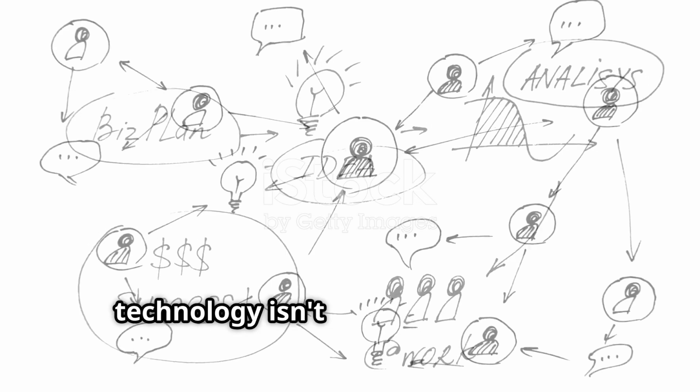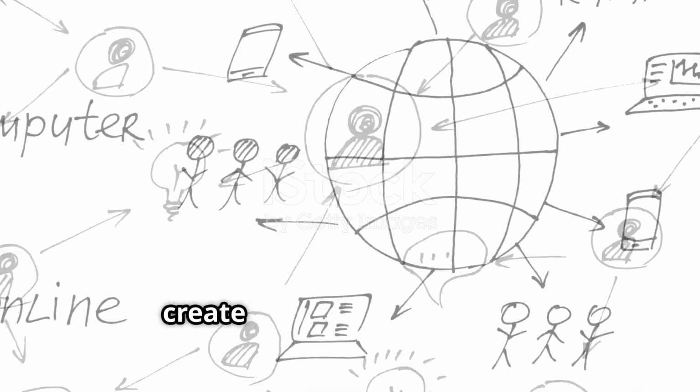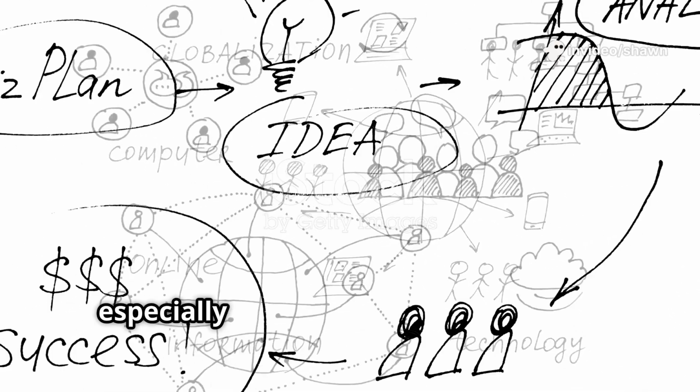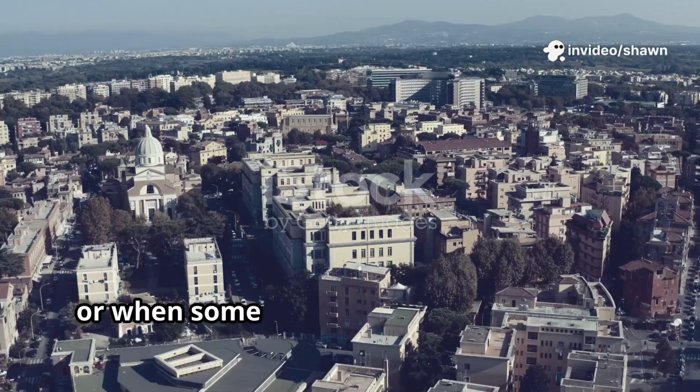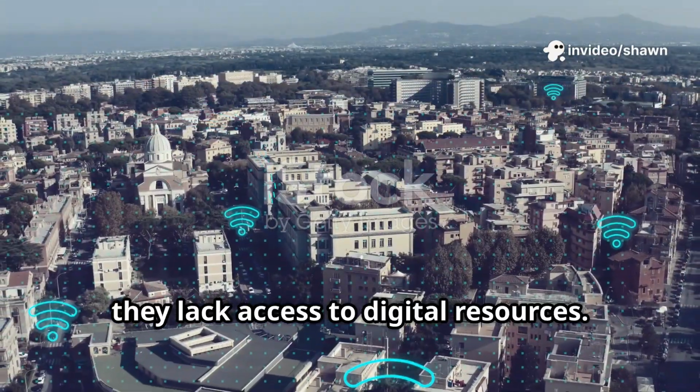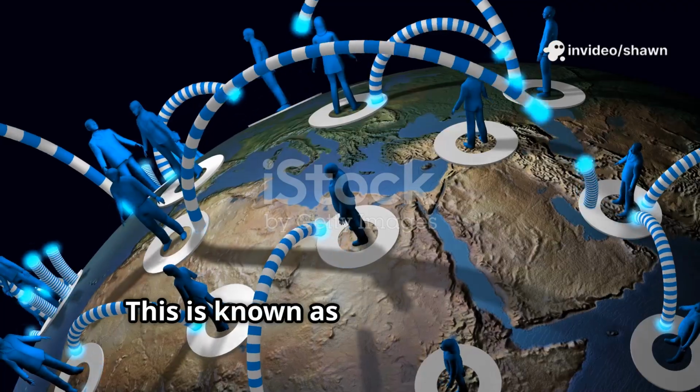Of course, technology isn't perfect. It can also create tension and divisions, especially when different perspectives clash online or when some people are left out because they lack access to digital resources. This is known as the digital divide.